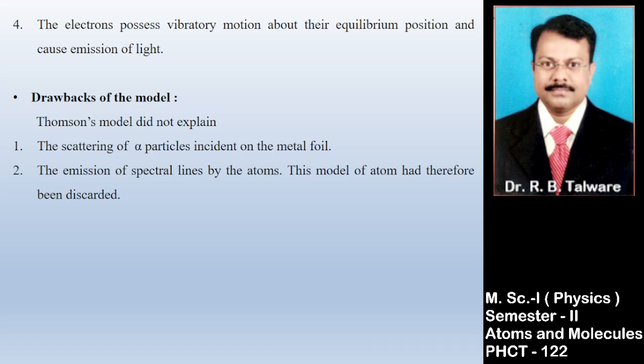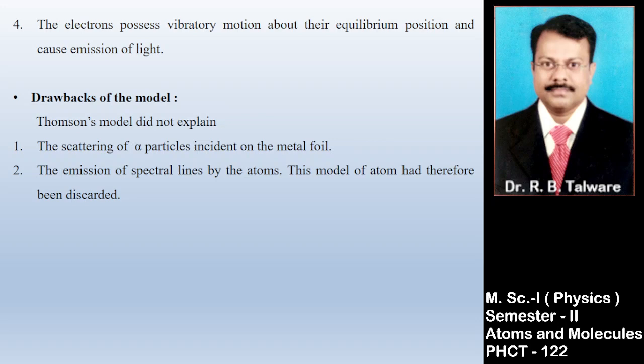Due to these assumptions, some drawbacks are found in this model. The first one is the scattering of alpha particles incident on a metal foil, which the model did not explain. This is the main drawback of this model. The second one is the emission of spectral lines by the atom.